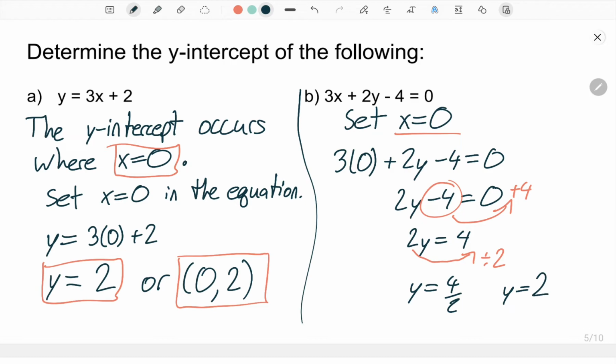So we ended up with the same y-intercept, and that's okay. And as a point, that would mean your x value is 0, your y value is 2. So we do sometimes write it in either of these forms.